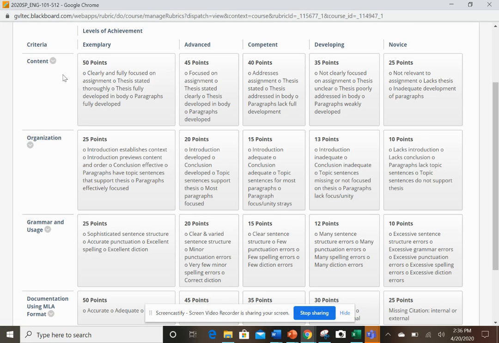But also come to my office hours. Send me emails, send me stuff to look at. I'm happy to look at stuff as you're working on it. Use me as a resource. I want you to get a good grade on this stuff. I want you to do well because I like you.